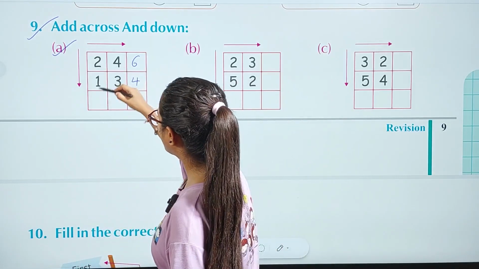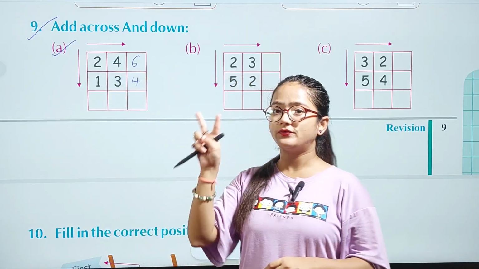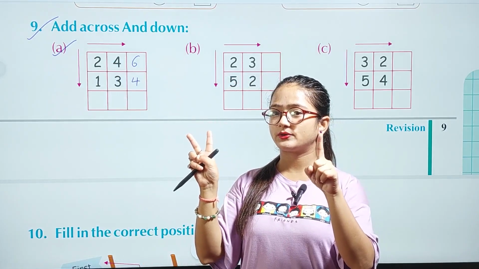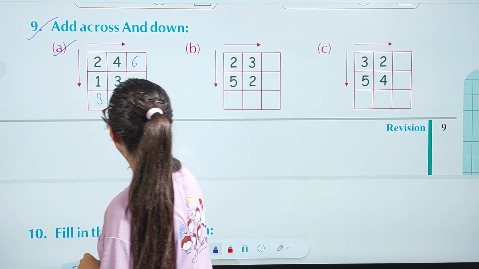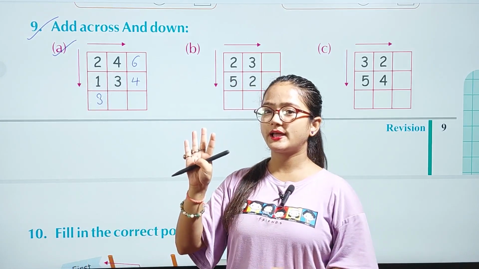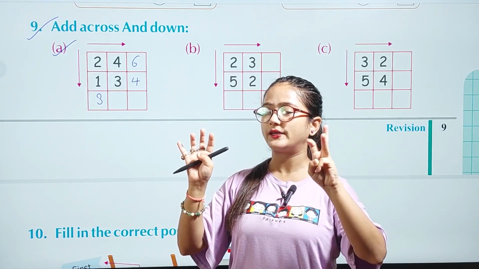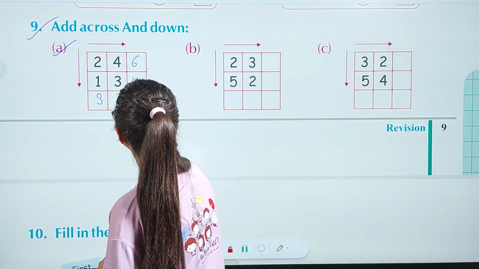Now you have to add in the vertical form, 2 plus 1: 2 fingers from the right hand, 1 finger from the left hand. How many fingers are there in total? 1, 2, 3. So write down 3 here. Next, 4 fingers from the right hand, 3 fingers from the left hand. How many fingers? 1, 2, 3, 4, 5, 6, 7. 7 fingers. So write down the answer 7.